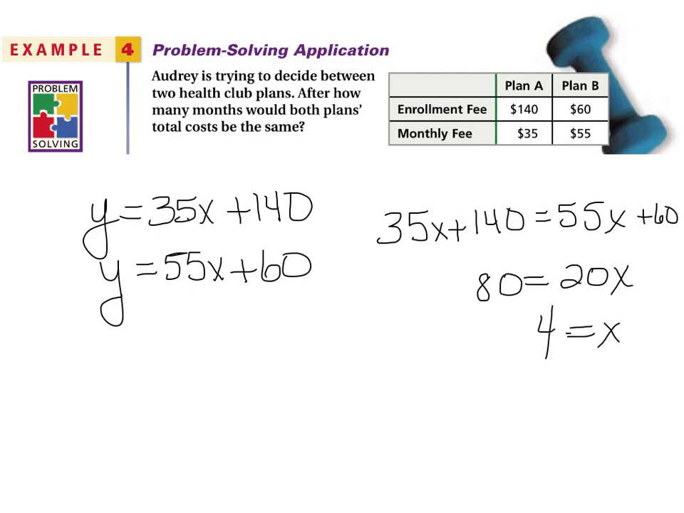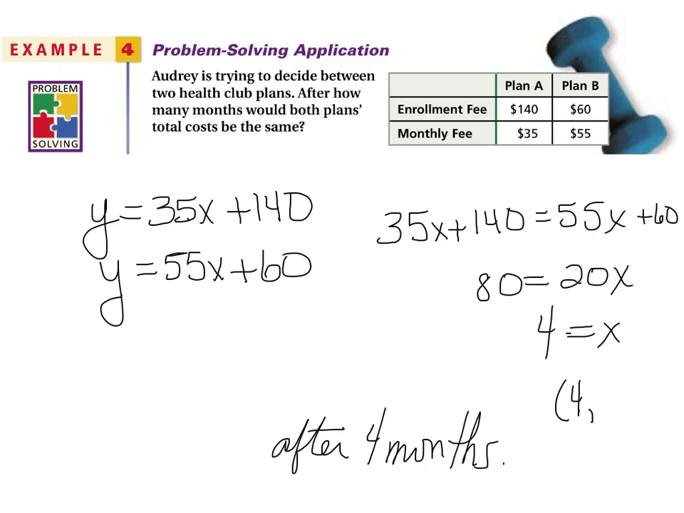So then what does that mean? We want to know, if you graph these, where would the lines cross? Well, if x is 4, that means after 4 months, they would be the same, but how much would they be? Well, take the 4, plug it back into either side. You could take 35 times 4 plus 140, or 55 times 4 plus 60. And after 4 months, they each cost $280.